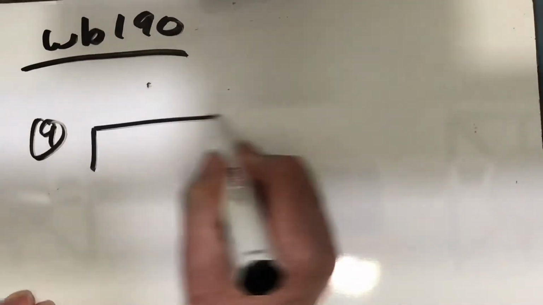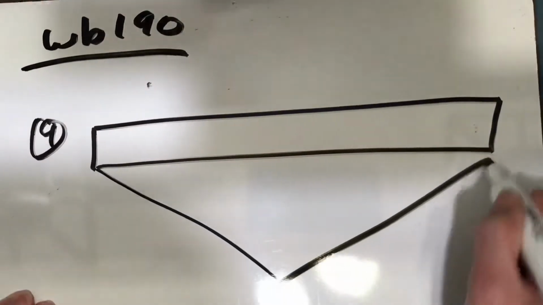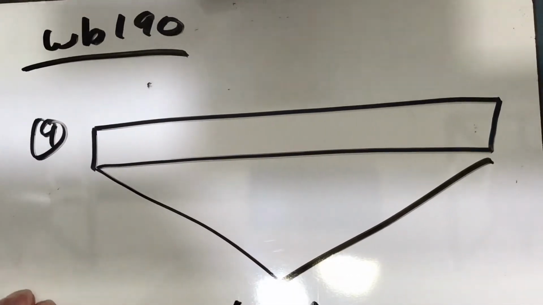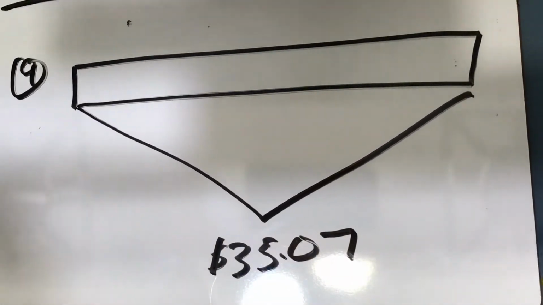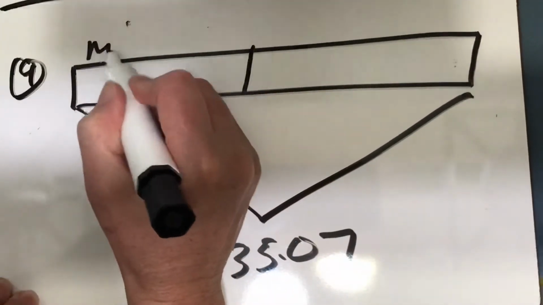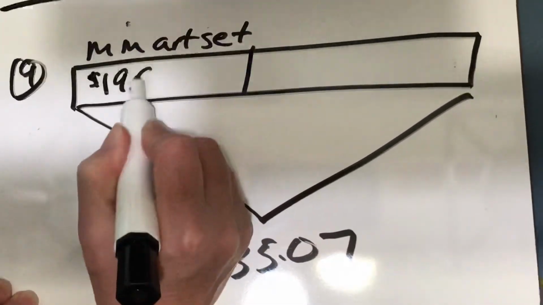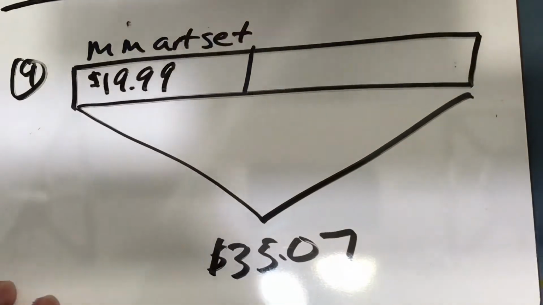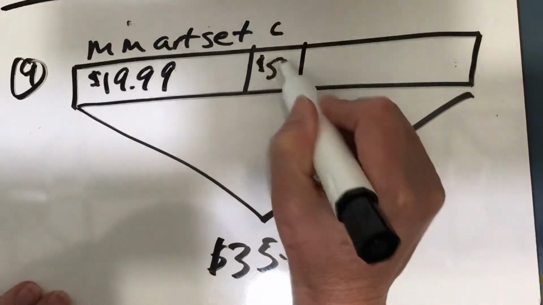We know that we have, I'm going to do a bar for this one. Okay, we know that the total is $35.07. That's how much she spent, $35.07. Okay, so she bought a mixed media art set. That's the most expensive thing, so that'll get our biggest part of the bar. This is mixed media art set. Okay, that's $19.99. Okay, and then she bought a canvas, which was $5. Put a C here for canvas, $5.